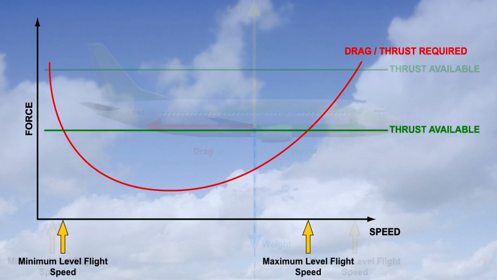Looking at the graph now, it is clear to see that at high altitude, the maximum achievable level flight speed is slower, and the minimum achievable level flight speed is faster than at lower altitudes. Thus the range of speeds for the airplane is narrower.